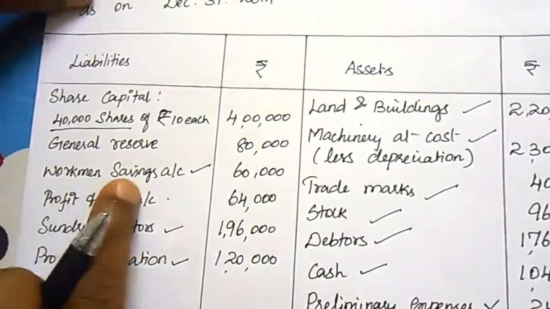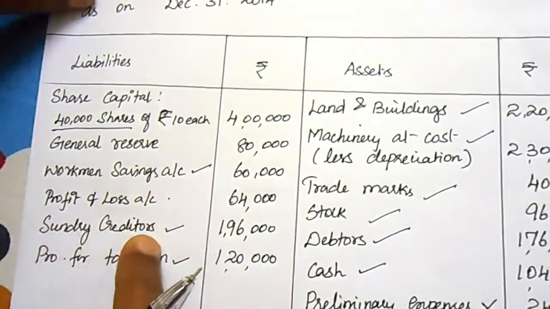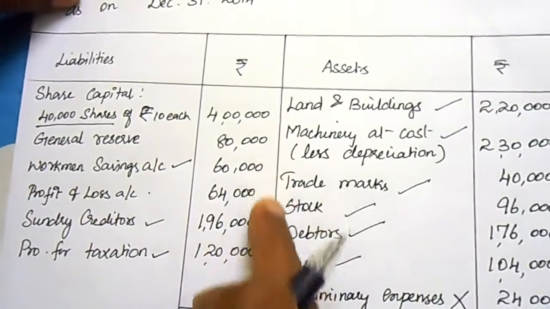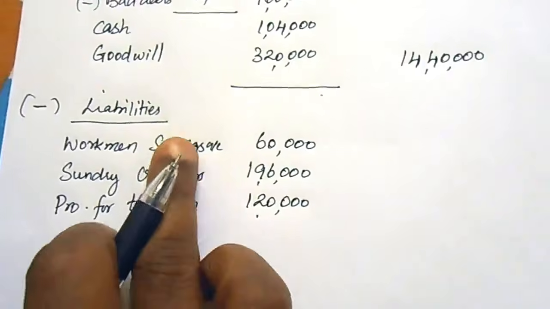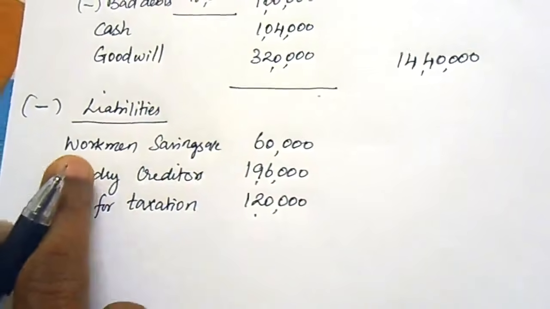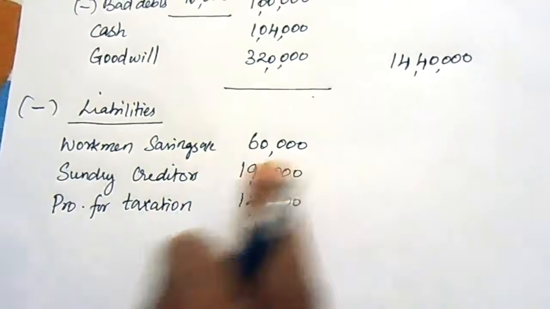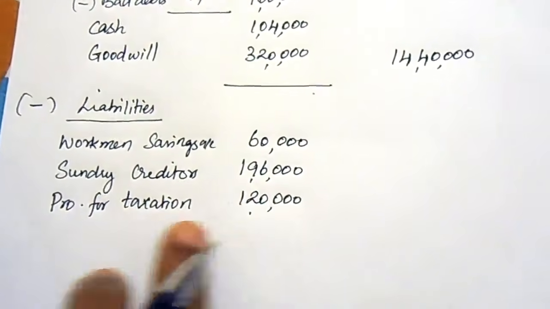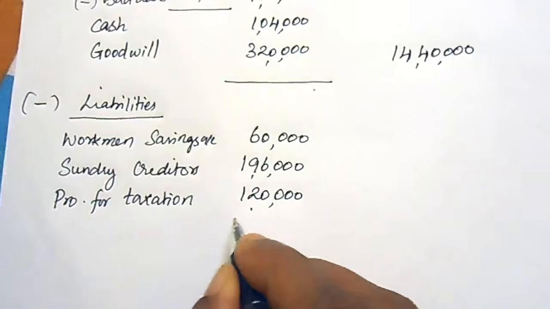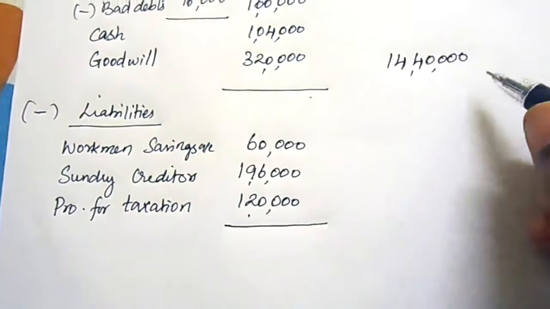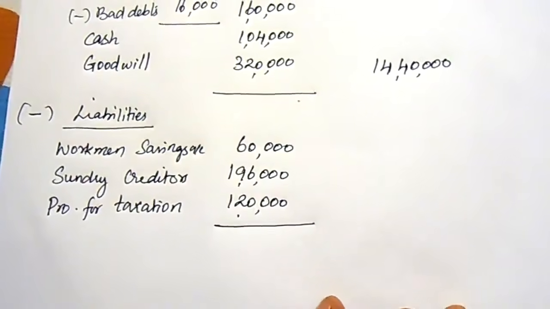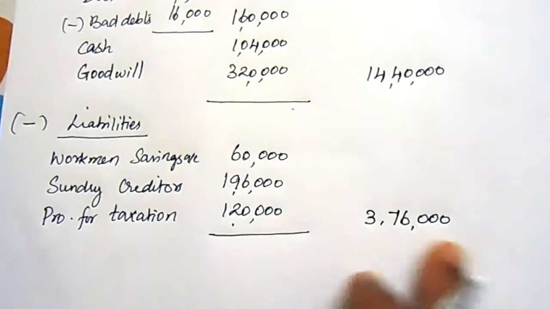One is workman saving account, sundry creditors and provision for taxation. So, these are the three third parties liabilities. Subtract all third parties liabilities. First one, workman saving account 60,000, sundry creditors 1,96,000, provision for taxation 1,20,000. Now find the total liabilities and subtract from total asset. You will be getting net asset available for equity shareholder 3,76,000.